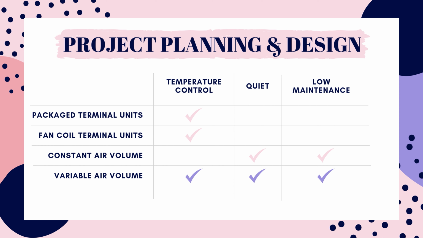Package terminal units and fan coil units do allow for temperature control, but they are not the most quiet and they require a good amount of maintenance. Single duct constant air volume systems are quiet and easy to install and maintain, but they do not allow for individual temperature control. And that leaves us with our correct answer, variable air volume. This system is the best choice because it allows for individual temperature control, is quiet, and requires minimal maintenance.